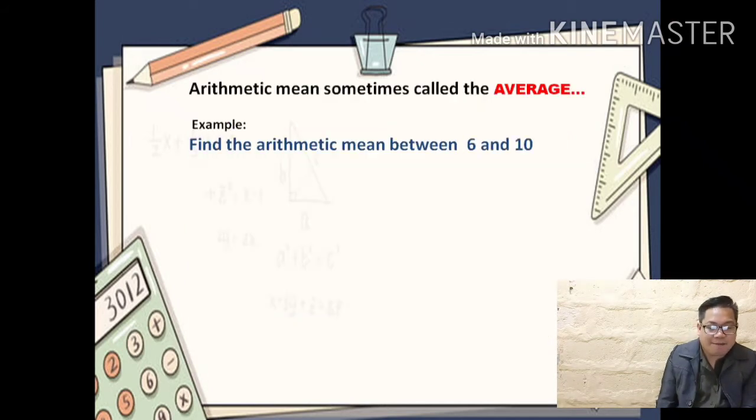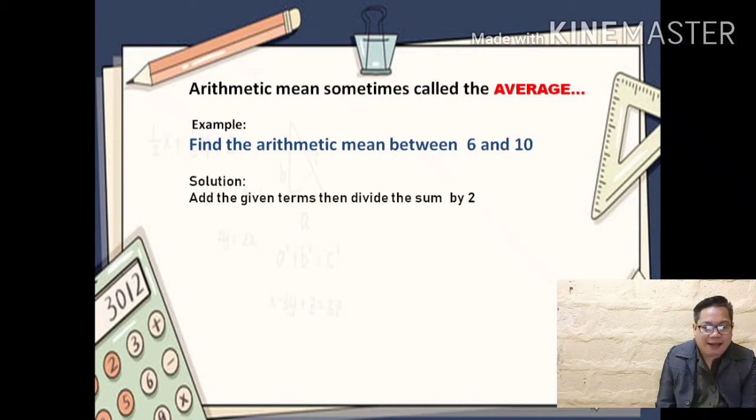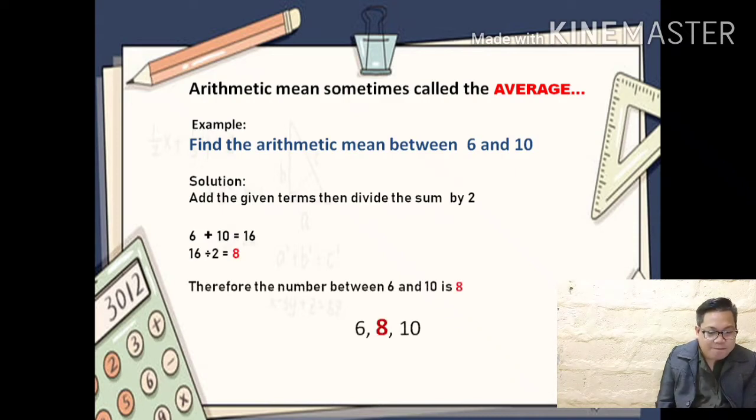Let's have the first example. Find the arithmetic mean between 6 and 10. Okay, dahil average, anong sabi natin pag average? Pagsasamahin yung dalawang number, then divided by 2 para makuha natin yung mean. So we have the first term 6 at saka daw yung last term natin ay 10. So 6 plus 10 equals 16. Then divided by 2 equals 8. Therefore, the number between 6 and 10 is 8.